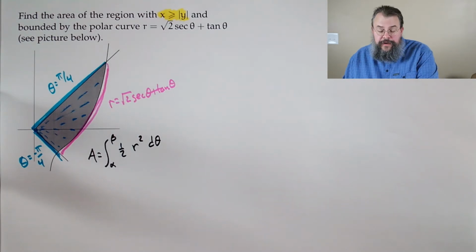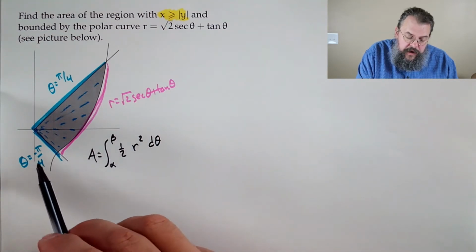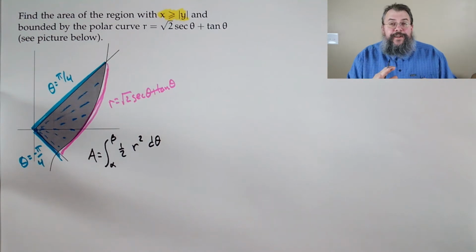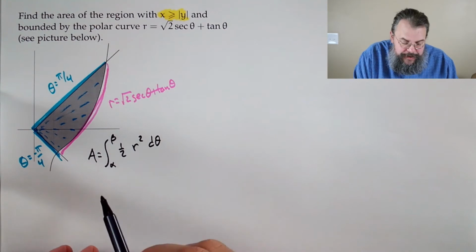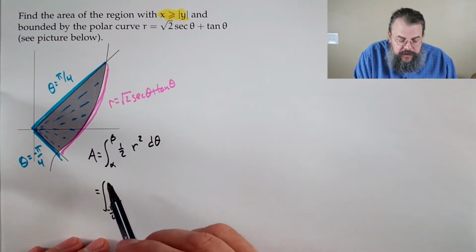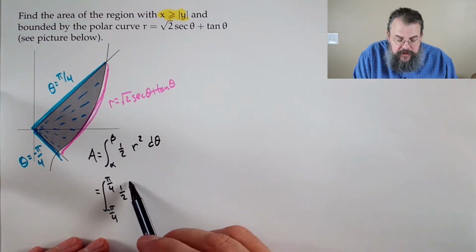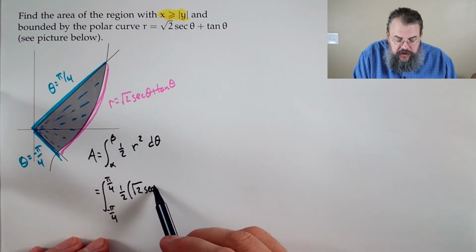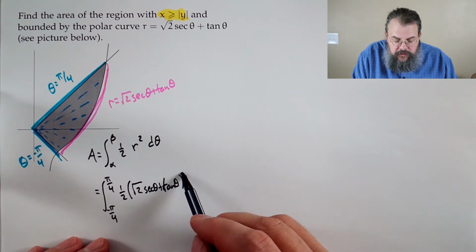Okay, now we clean it up. Well, our beginning and end angles are negative pi over 4 to pi over 4. This one, there's no symmetry. There's nothing we can do. We just got to do it all. That's okay. We don't mind. So, integral negative pi over 4 to pi over 4. Then we have the 1/2, and then we square that expression. Root 2 secant theta plus tangent theta squared d theta.